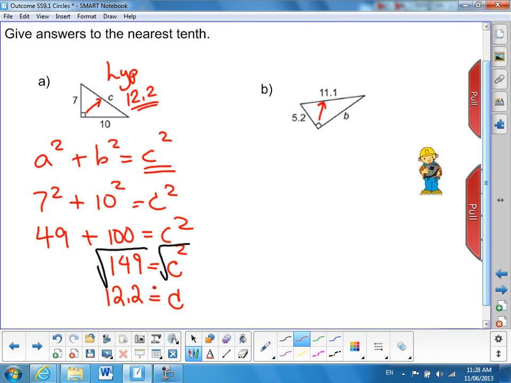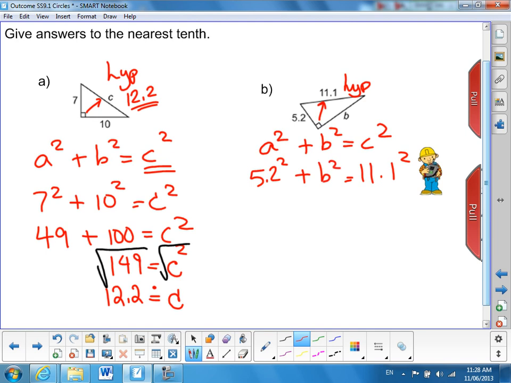Here, in the second example, we have the hypotenuse, which is 11.1. So we write down our formula, a squared plus b squared equals c squared, and we plug in the numbers we do know. I always put the number into the hypotenuse first. That way I don't get mixed up. 5.2 can go in for a, make sure you're squaring it, plus b squared.